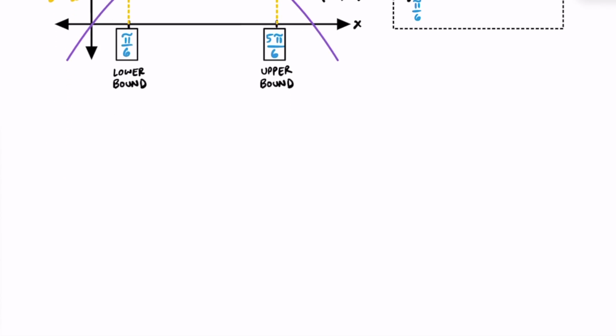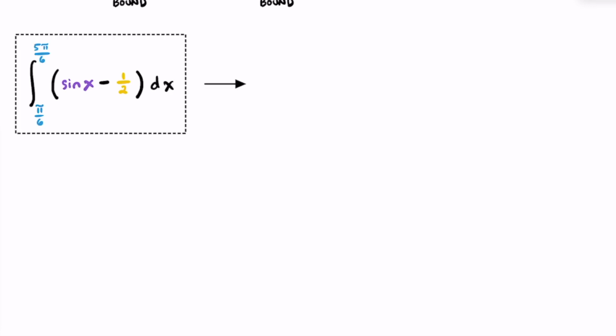Alright, let's see if we can evaluate this. First things first, if we integrate sine of x, that is going to be negative cosine of x. Hopefully that makes sense, because if you take the derivative of negative cosine of x, you're going to get sine of x.